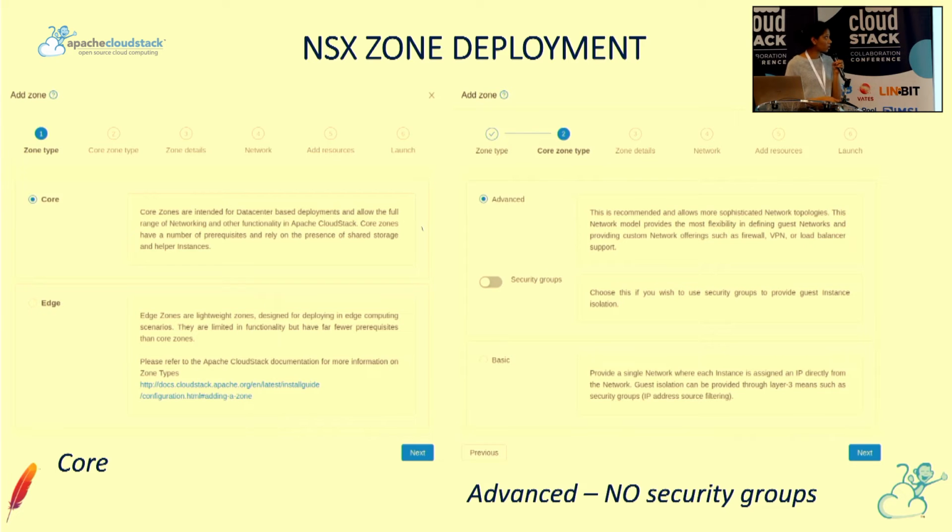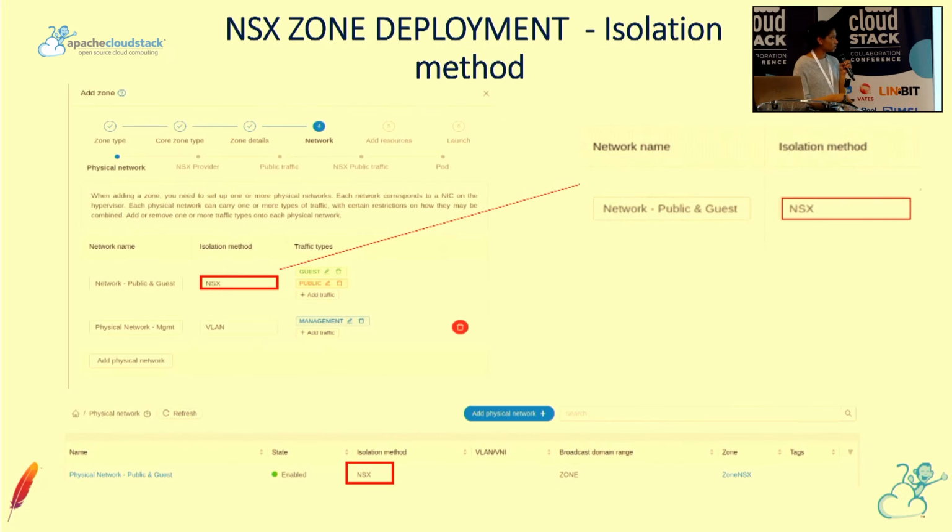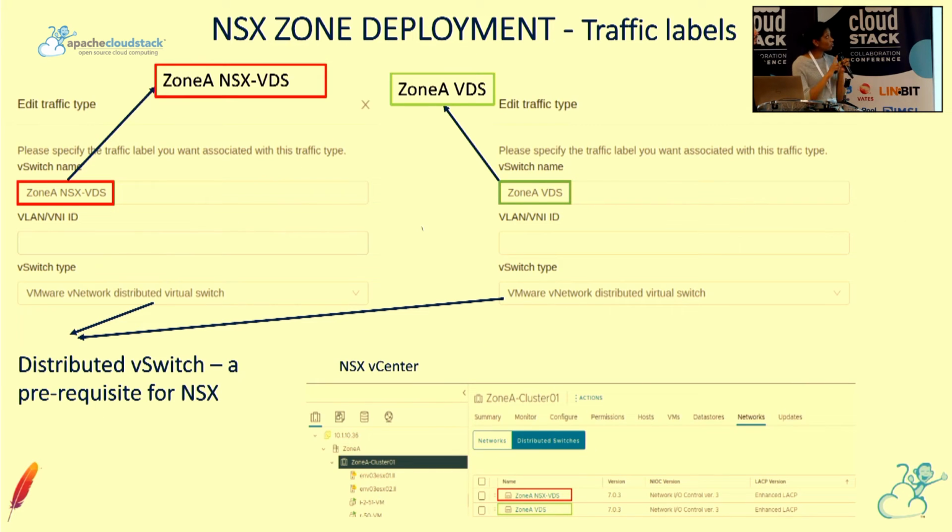The next is the same. We select core zone in advanced mode without security groups. Then just add the same old details of DNS and so on. No change here. But here is where the first change happens, where we add the isolation mode as NSX. And with NSX being added as isolation mode, you add the appropriate virtual distributed switches as the vSwitch names in the traffic labels. Here I'd like to highlight that with NSX, you need to use distributed vSwitches.